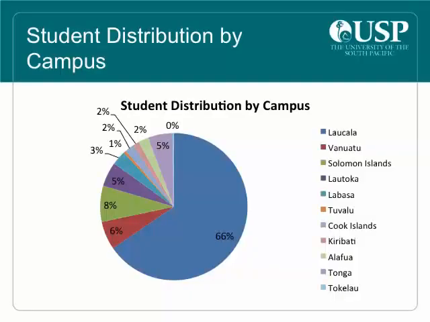So this is our student distribution by campus. Two-thirds of the students were Laucala-based, and then we had Vanuatu, Solomon Islands, Lautoka, and Tonga forming the other majority groups.